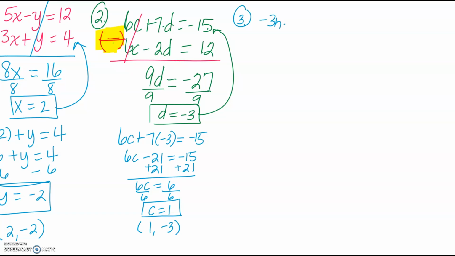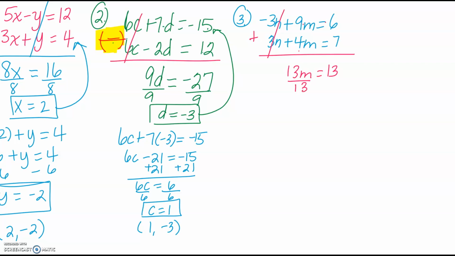Negative 3n plus 9m equals 6. Positive 3n plus 4m equals 7. I'm looking at my first variable, my n, and I notice I have the same coefficient and opposite signs. That's great. So to get that to eliminate, I'm going to add negative 3 plus 3. That's gone. I eliminated n. 9 plus 4 is 13m equals 6 plus 7. That's 13. I divide by 13, and m equals 1.